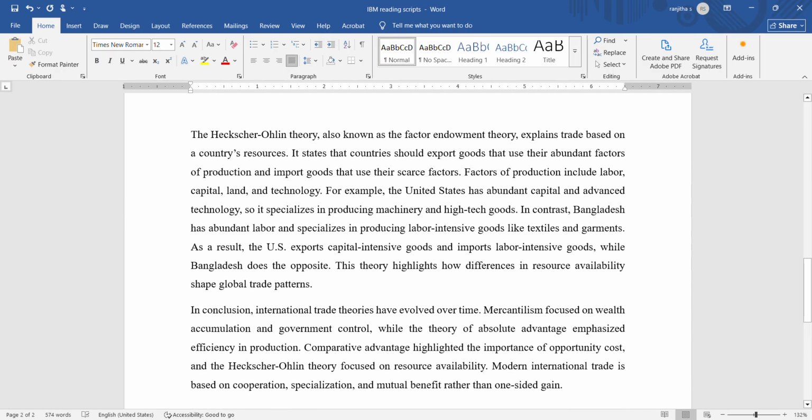And the last theory is the endowment theory, which focuses much on the country's resources, how the country's resources are abundantly utilized, and how they are mutually benefited out of this theory.